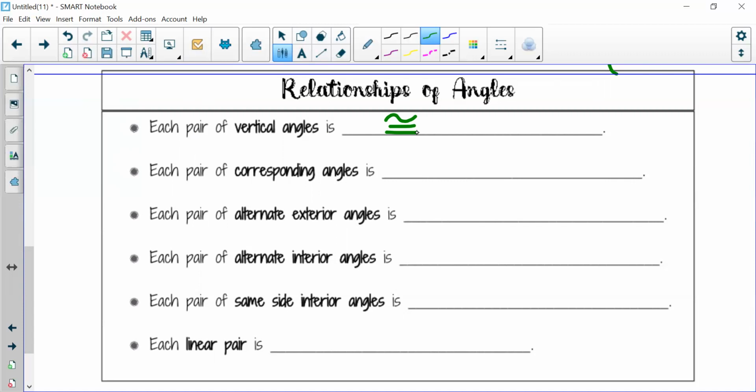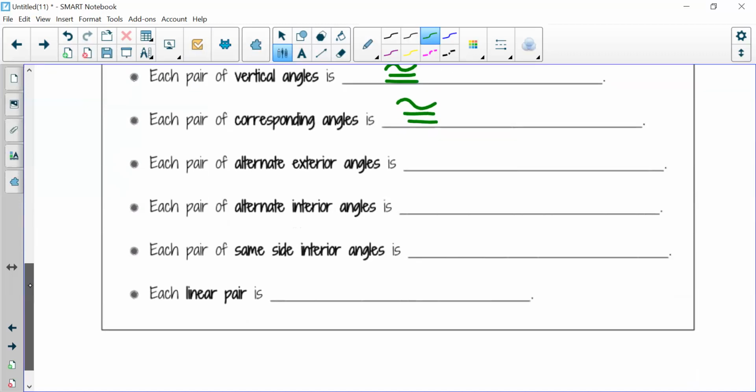Okay, corresponding angles are what? Y'all, are we talking about supplementary or congruent? Corresponding angles? Congruent. Y'all be careful. Alternate exterior angles, congruent or supplementary? Congruent. Y'all stop guessing and refer back to your sheet. We still learning. Alternate exterior angles, congruent or supplementary? Congruent. What about alternate interior angles? Congruent. Everything congruent? No, not really.